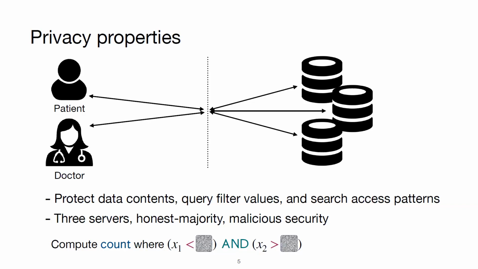We'll still leak some information based on the structure of the query, but you can hide this if you just have some normal form of the query. And we're going to operate in the three-server setting, honest majority, and provide security against a malicious attacker.